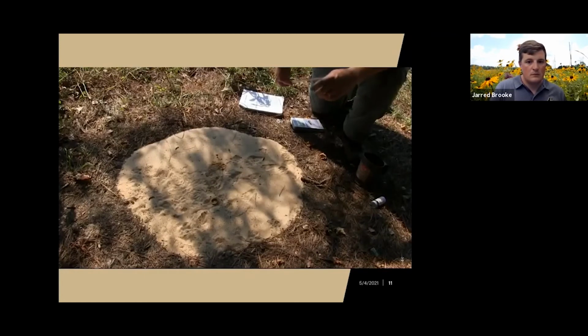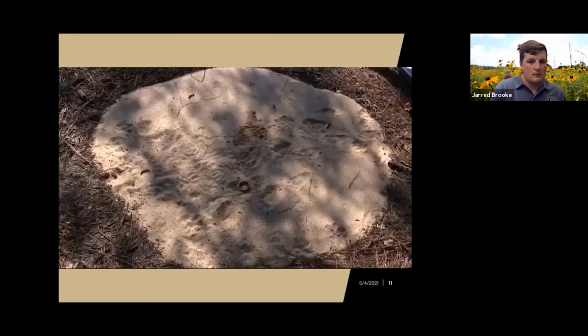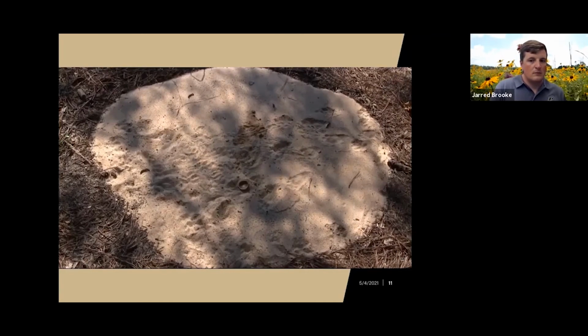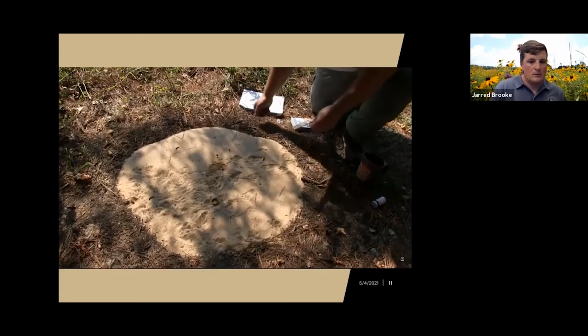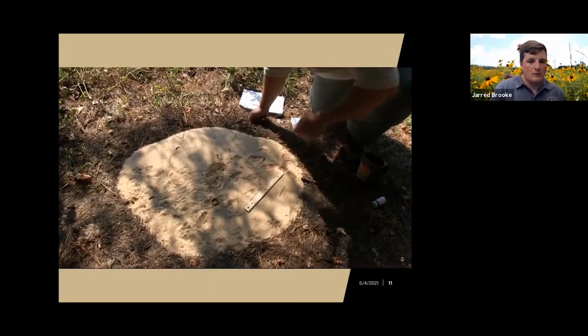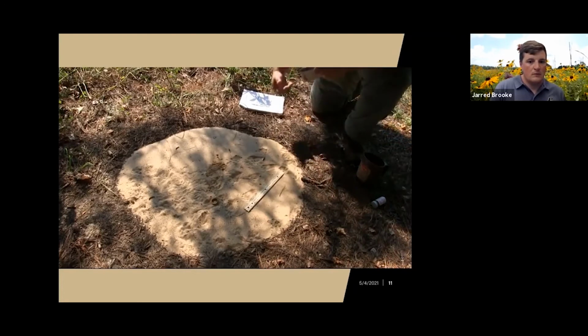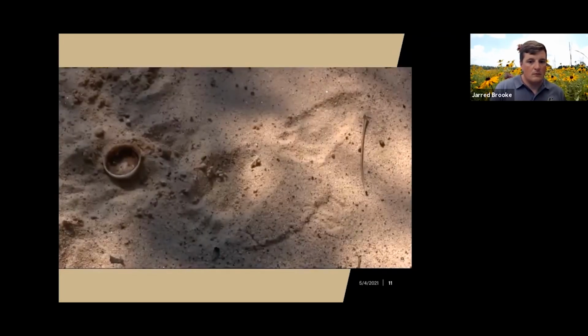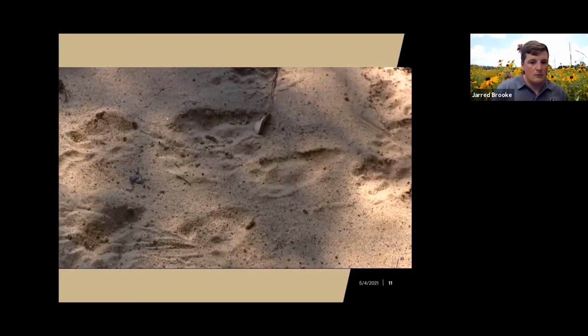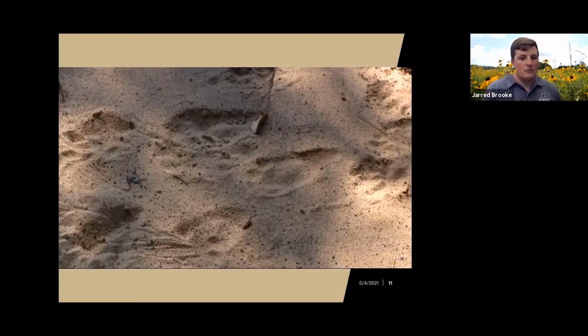It's been 24 hours. Let's check our scent station and see if we've had any visits. And indeed we have. We have a couple of different tracks here, and this is the time where you want to get out your ruler and your track ID guide. So we have a raccoon, some eastern gray squirrel, and there's a couple sets of bird tracks in our station.